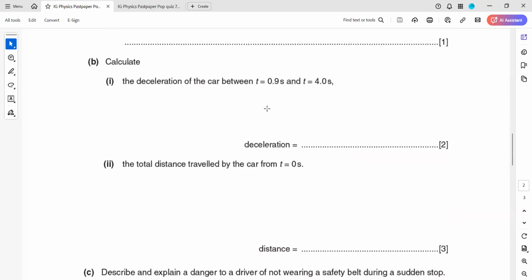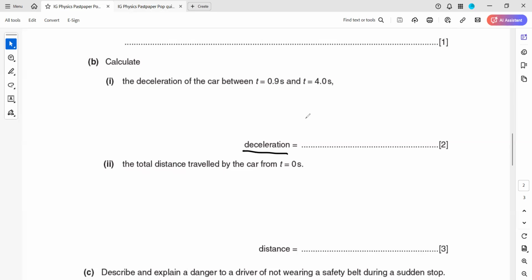Can your marks get cut if you still write negative with the answer? Here it's already written deceleration. But if the same question was written as acceleration, then you write minus 5.8 meters per second squared, and that will be right, meaning a deceleration. But if it is written deceleration, then there's no need to put a negative sign.